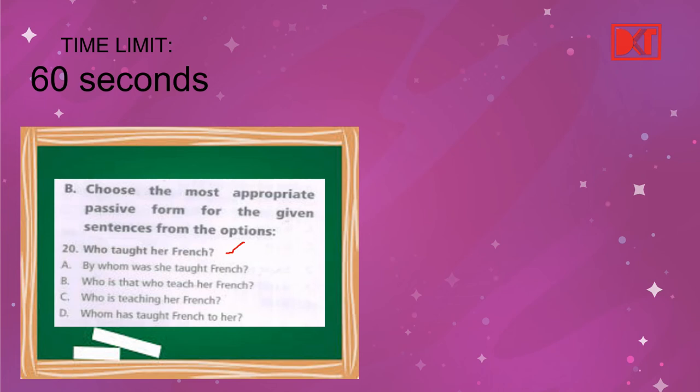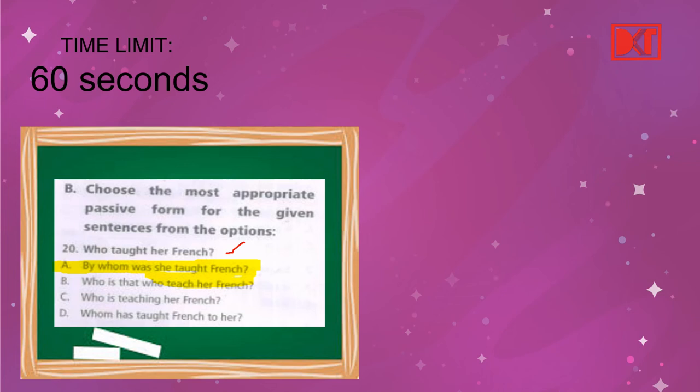Now the options are A. By whom was she taught French? B. Who is that who teach her French? C. Who is teaching her French? D. Whom has taught French to her? So here the correct answer is A. By whom was she taught French? All right. Yahan pe jo subject hai, wo object ho gaya, and jo object hai, wo subject ho gaya.